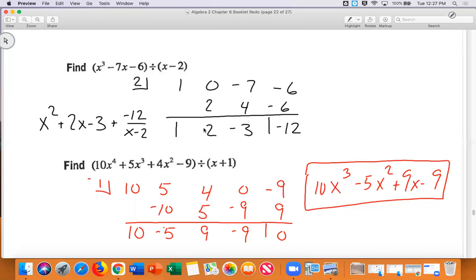Okay, so I'm going to give you guys the rest of the time to work on this WebAssign instead of going on. So let me hit stop.